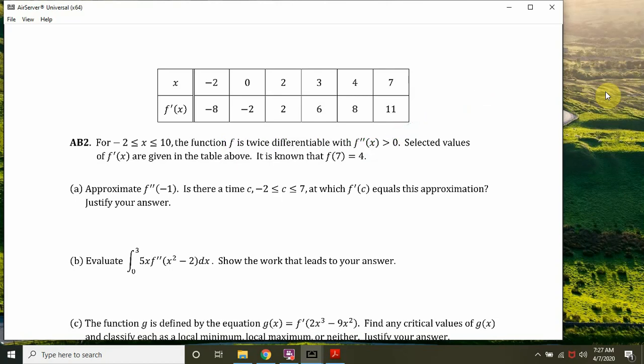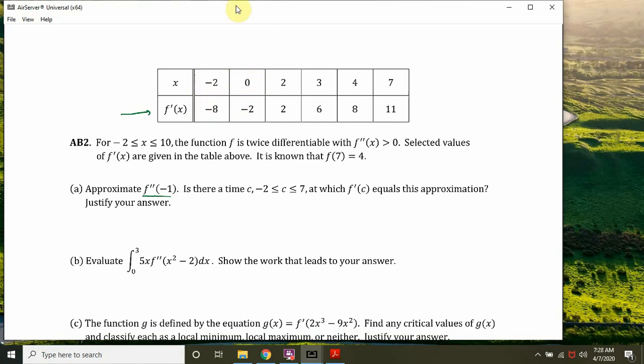So for f double prime of -1, okay, we know that f double prime is the derivative or slope of f prime. So like we see in a lot of these table problems, we're just asked to approximate the slope of the function in the table at -1. Okay, so what's going to be the best interval to use to approximate the slope? Well, -1 is right between -2 and 0. So we're going to use this first interval. All right, so we're going to approximate the slope of f prime on this interval.